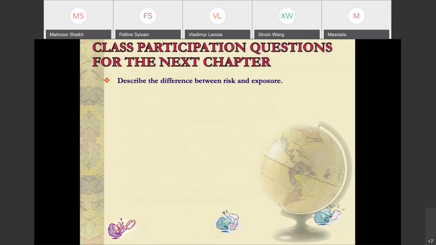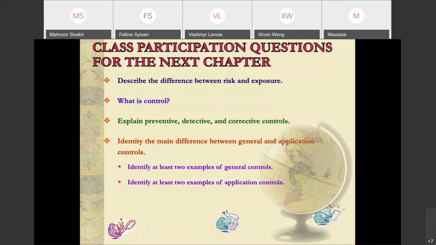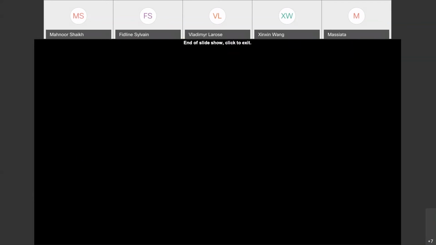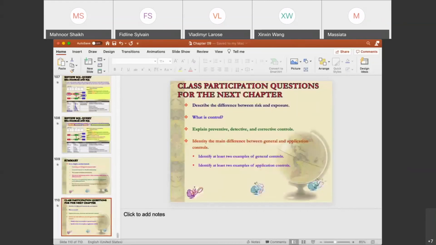So in the next chapter, we will describe the differences between risk and exposure. We're gonna talk about the control. We're gonna talk about preventive, detective, and corrective control, right? Then we will also understand the main differences between general and application controls, right? So this is pretty much the chapter 9 that we're gonna cover.